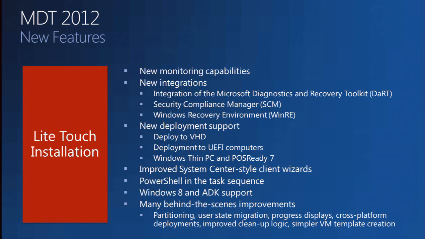We also added support for cross-platform deployments. So if you wanted to only use Windows x86, Windows PE x86 boot images, we'll support that for deploying x64 OSs. So now if you boot into a light touch x86 PE image, you'll see both x86 and x64 task sequences and be able to choose either one. We've tied into that some changes to the way we find the setup files to install the operating system.